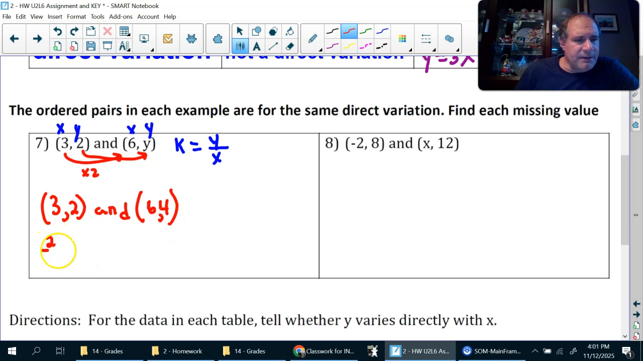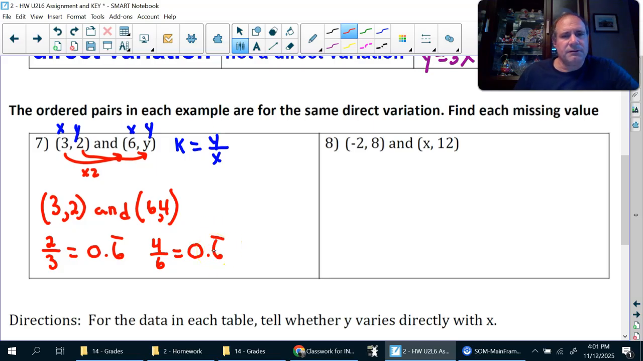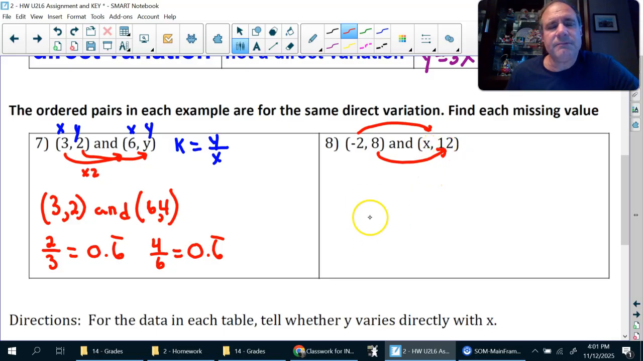And you could check it out. 2 divided by 3 is 0.6 with a line on top. And then 4 divided by 6, y divided by x, is the same constant. And that works out. This one right here, -2 to x, you don't know what that is. And then 8 to 12. Let's see what that could give you. So 8 times what equals 12?